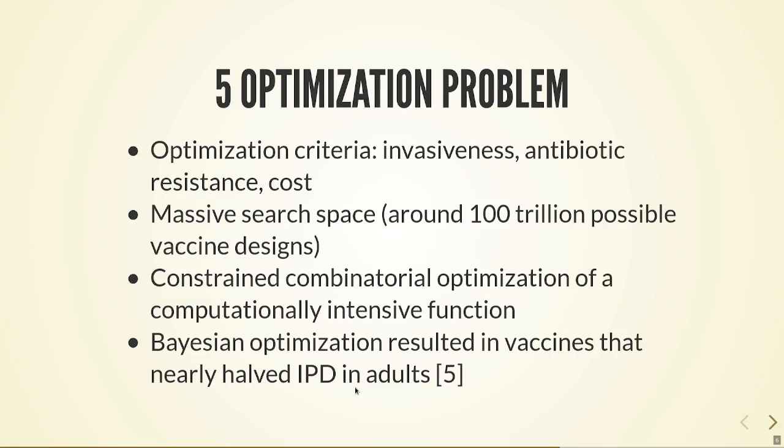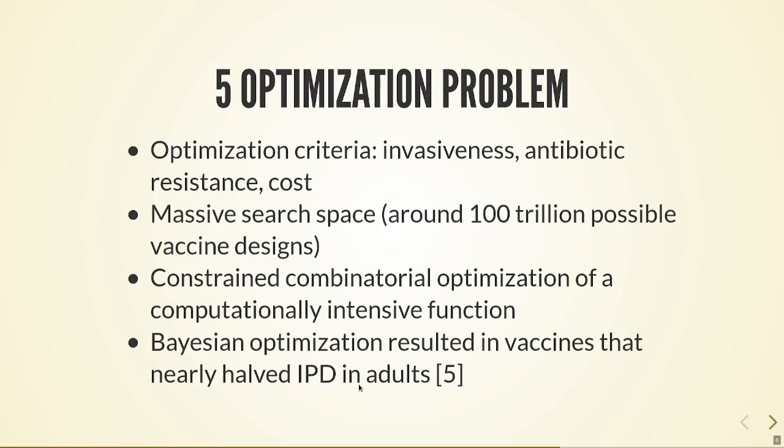The problem is choosing the optimal subset of serotypes to include in the vaccine out of the 100 different possibilities. This results in a large combinatorial space of different vaccine designs. For example, in one particular case of a refugee camp in Thailand, there were over 100 trillion different possible vaccine designs. Evaluating a possible vaccine candidate requires solving a large system of differential equations. The end result is that we have a constrained combinatorial optimization problem over a computationally intensive function.